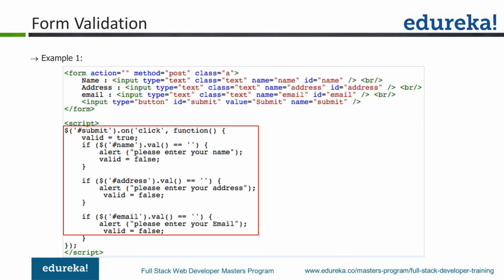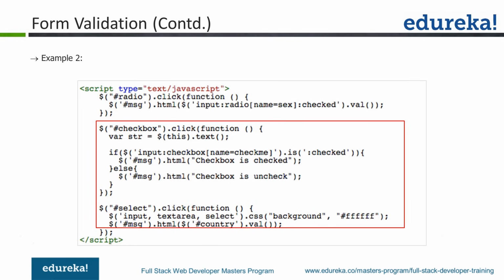So next bit is form validation. Once you have the value of the form, you can apply any of the typical JavaScript checks for string equality or anything else that you might want to check. Over here, if you look at the example, it's a simple example where you want to check the name value is not empty, the address value is not empty, and the email value is not empty. In case it is empty, then we want to alert the user that, hey, you have left this particular field as blank, please do fill it up.